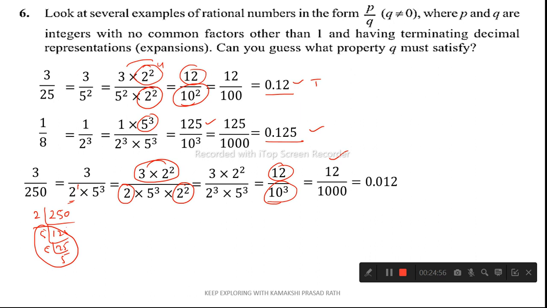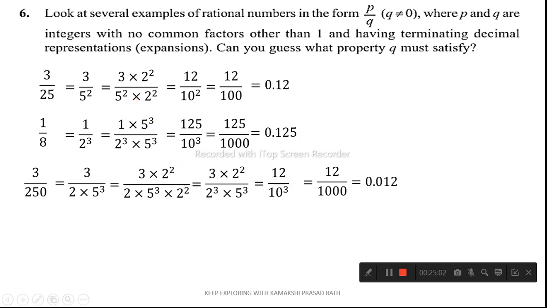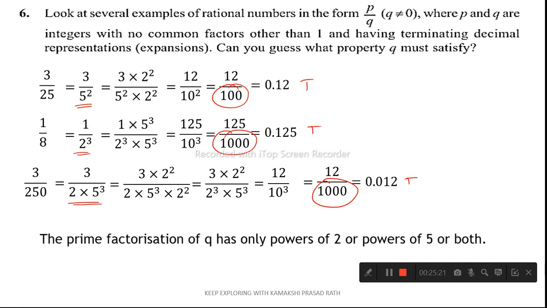So here we see that when you focus on the denominator and its factorization, 25 is factorized as 5 squared, 8 is factorized as 2 cubed, and 250 is factorized as 2 into 5 cubed. In every case, we get a decimal fraction, and every time we get a terminating decimal expansion. So the condition required for q is that the prime factorization of q should have only powers of 2 or powers of 5 or both 2 and 5. If the prime factorization is in such a way, only then will we get a terminating decimal expansion.